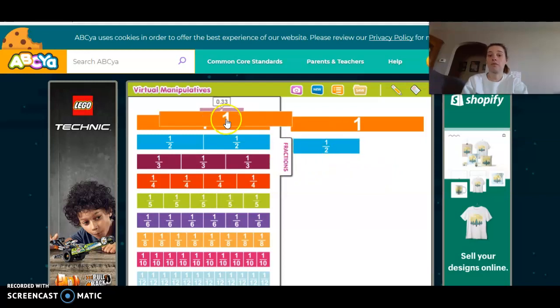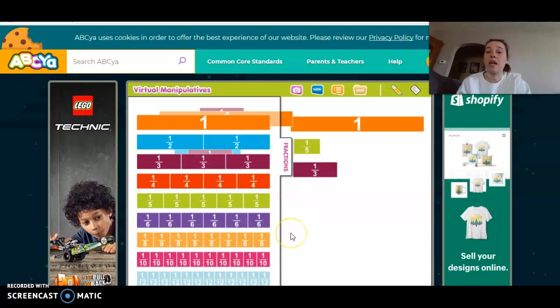We're going to hide you back over here. Now I'm going to pull out 1/5, and I'm going to pull out 1/3. Which one's greater? Right, 1/3 is greater. You can see pretty easily by looking at these pictures which one's bigger.